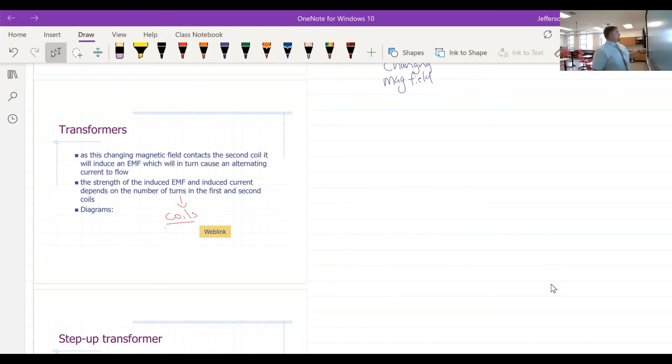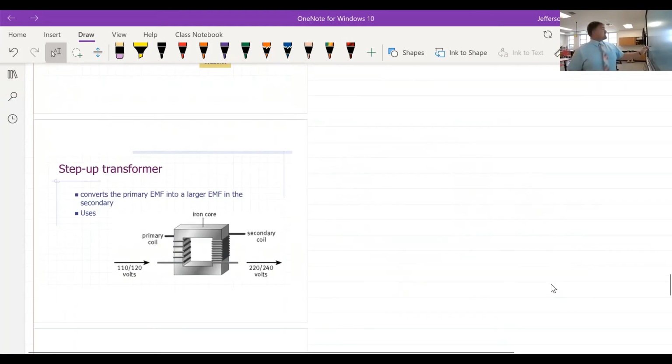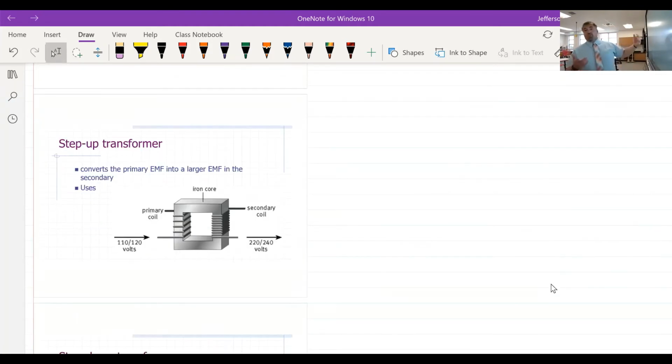Okay. Now, there are two types of transformers. There's a step-up transformer, and that's the one that I drew first. That one has more coils on the secondary than it does in the primary. And so this is something we use at power plants. Because what we want to do in power plants, the amount of energy that you lose in transmission is directly related to the current going through.